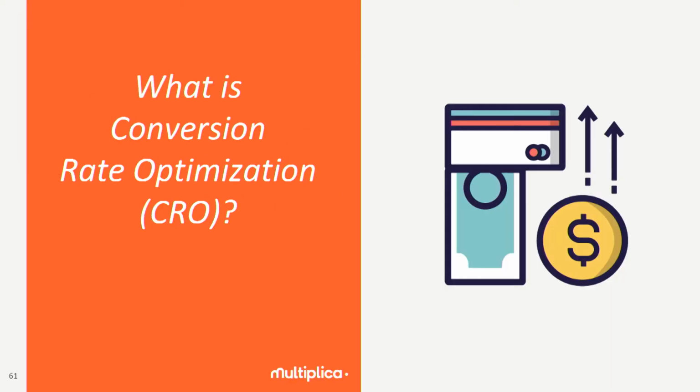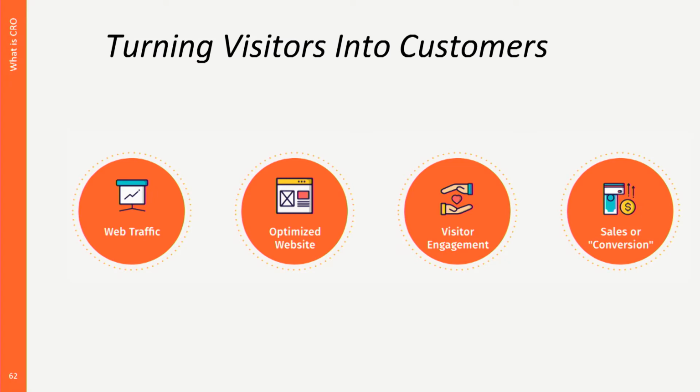This is a question we get asked a lot. So conversion rate optimization is the process in which you use experimentation to turn more of your visitors into customers. So when a customer comes to your site via all those different channels, you use an optimized website to create better visitor engagement and better your sales and conversions.